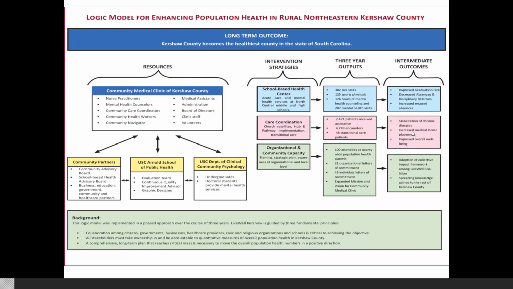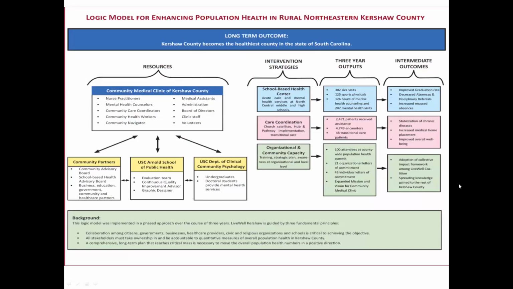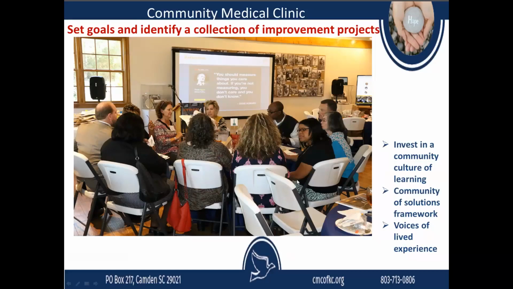And in our satellites, we want to try to stabilize chronic disease. And those people that we're seeing are the parents and grandparents and guardians of the children that attend those schools. So this is just a quick glance of what our model looked like. In doing so, we were able to set goals and identify a collection of improvement projects.